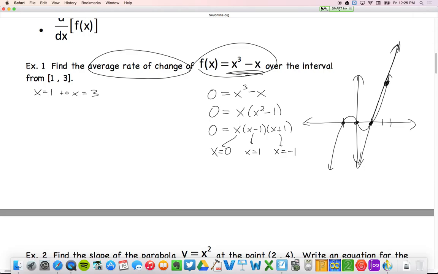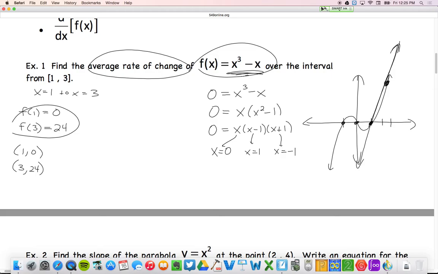Plug in 1, you're going to get f of 1. And what's that? That's 0. Plug in 3, you're going to get what? 24. You'll get 27 minus 3, which is 24. Okay? And if you like writing the points this way, that's fine. We're big boys and girls, though. I hope we can understand it this way now. Okay? And then we just calculate slope like we did in 9th grade.